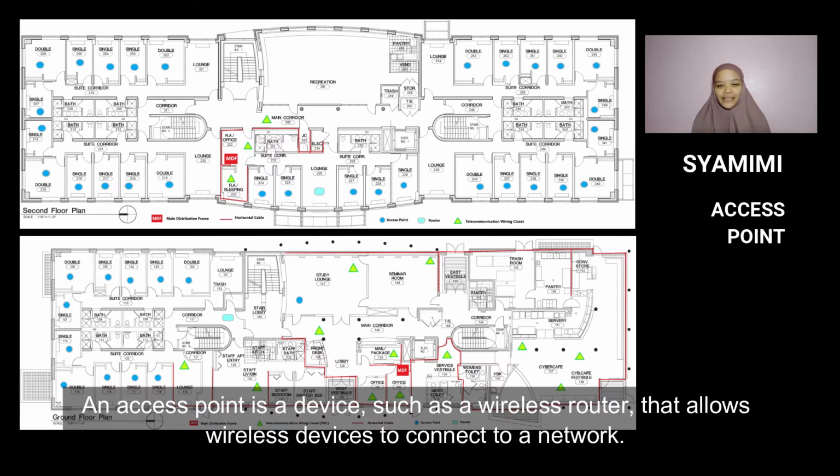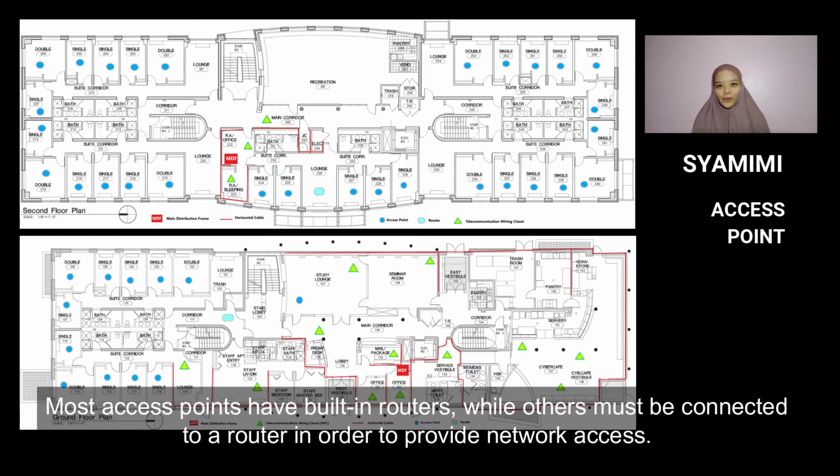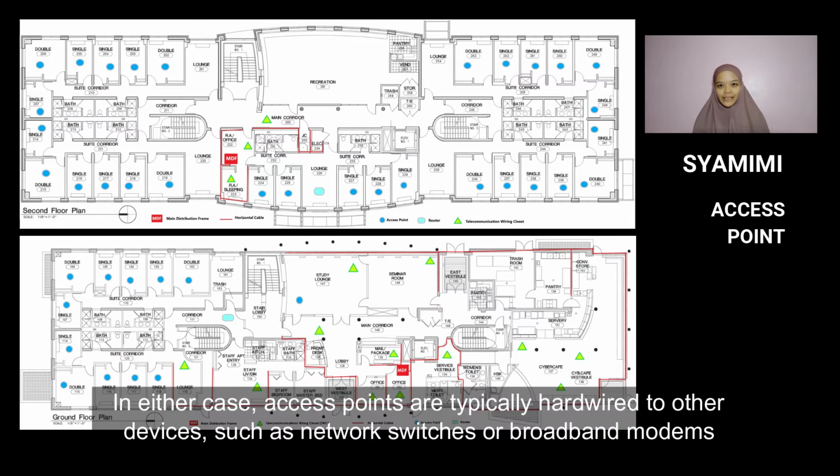So I continue with the access point. An access point is a device such as a wireless router that allows wireless devices to connect to a network. Most access points have built-in routers, while others must be connected to a router in order to provide network access. In either case, access points are typically hardwired to other devices, such as network switches or broadband modems.